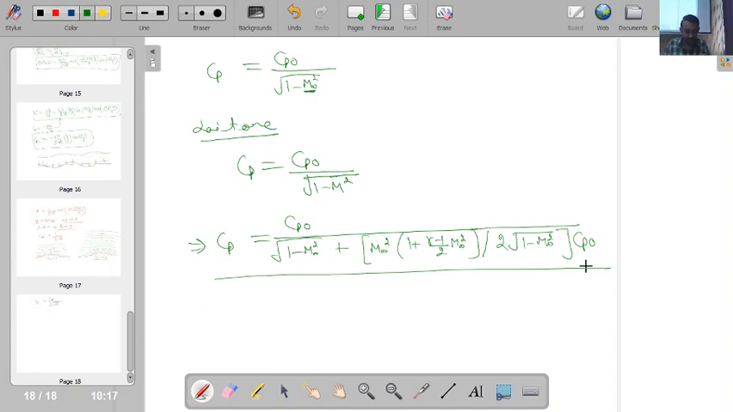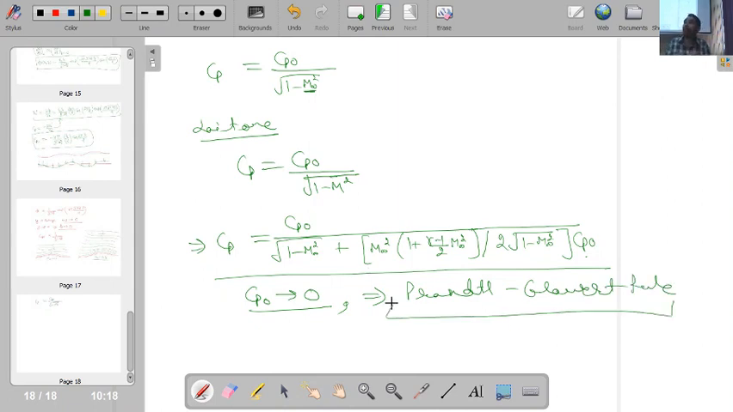And the beauty of this expression is that when my value of Cp naught becomes very small, approaching 0, then this relation comes out to be Cp naught by square root of 1 minus M infinity square, because this second part will become 0. So ultimately this comes back to nothing but the Prandtl-Glauert rule.